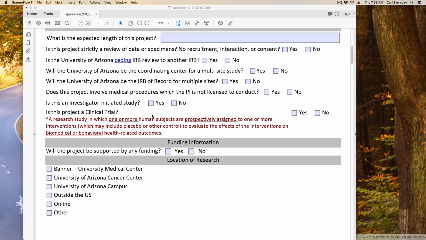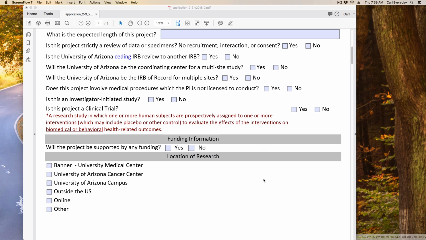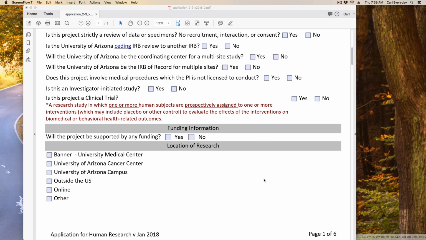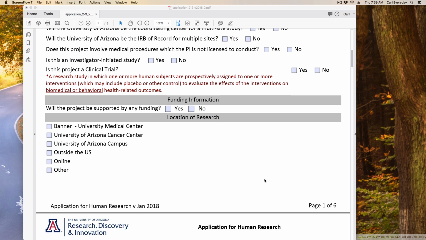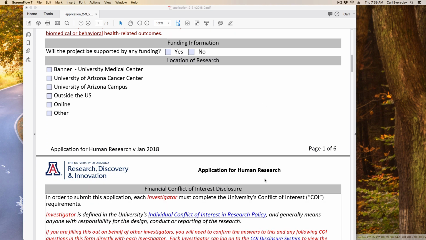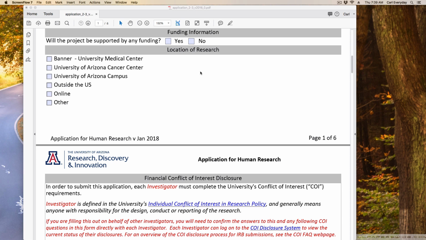And is this project a clinical trial? If you read the definition here of a clinical trial, you could be massaged either way, and we're working to try to make sure that we're not considered clinical trials because that calls for a lot more oversight. So the answer there right now would be no. And then, is it supported by any funding? No.